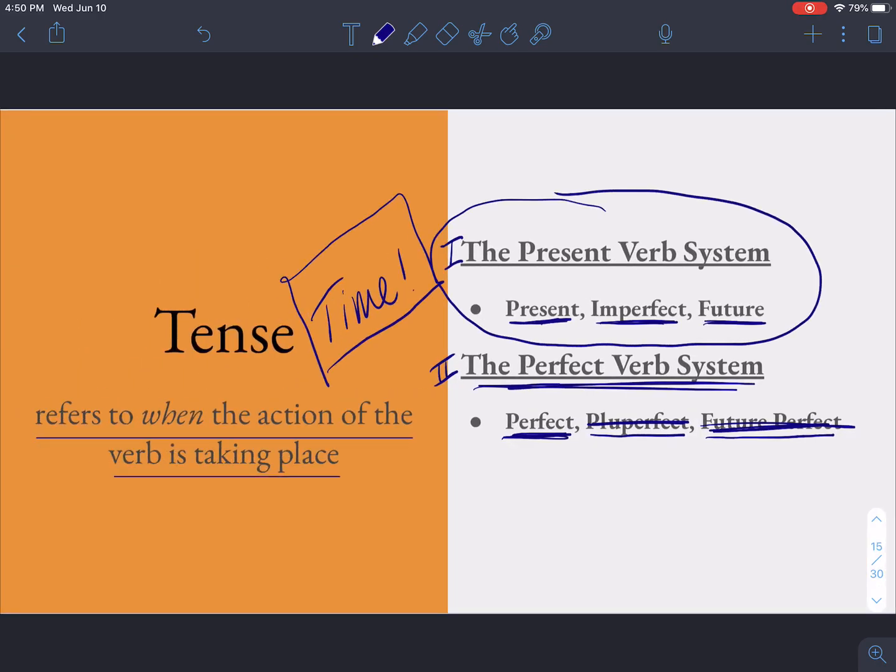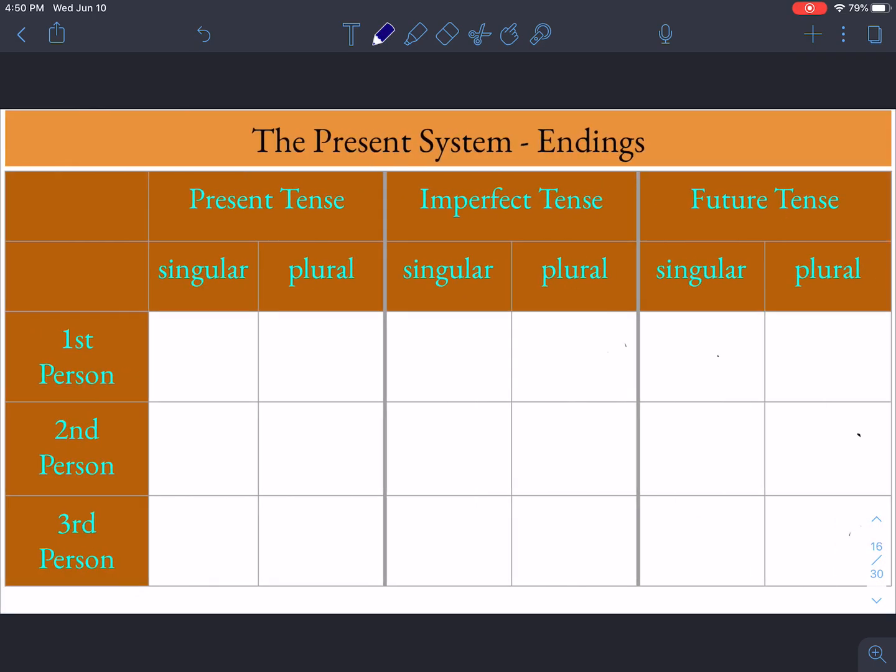I'm going to give you these endings of the present verb system, and then I'm going to give you the endings of the perfect verb system. I'm not going to worry about the pluperfect or the future perfect right now because I'm not requiring you to know those.